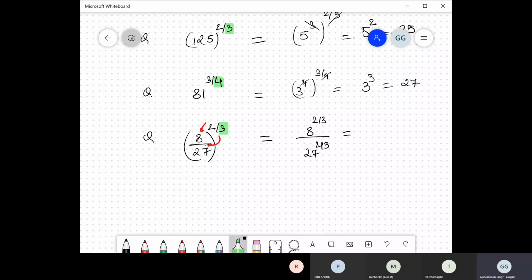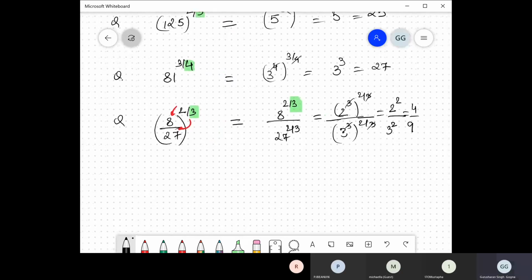And you apply the same logic. So 8 can be written as 2 to the power 3, and 27 can be written as 3 to the power 3. So 3 and 3, 3 and 3 are gone. You're left with 2 squared here, and here you're left with 3 squared. 2 squared is 4, 3 squared is 9. So 4 over 9 is the answer. Okay, so this is how you can simplify this.